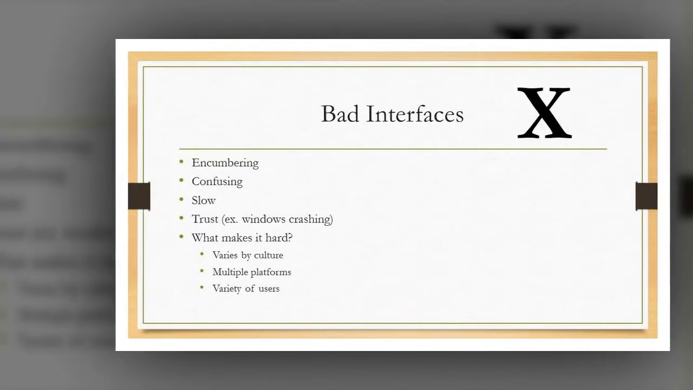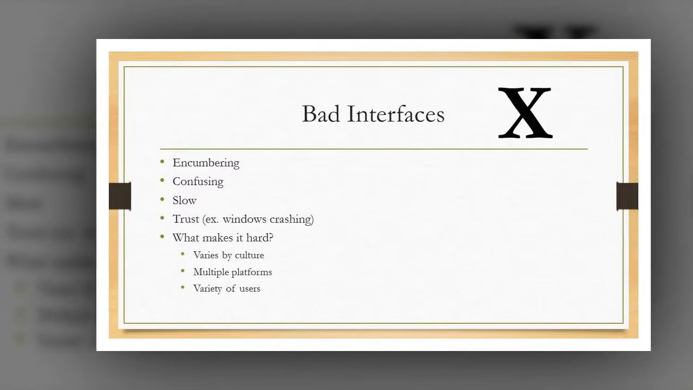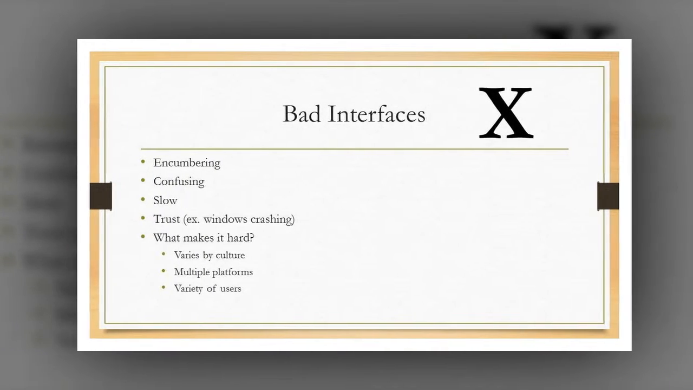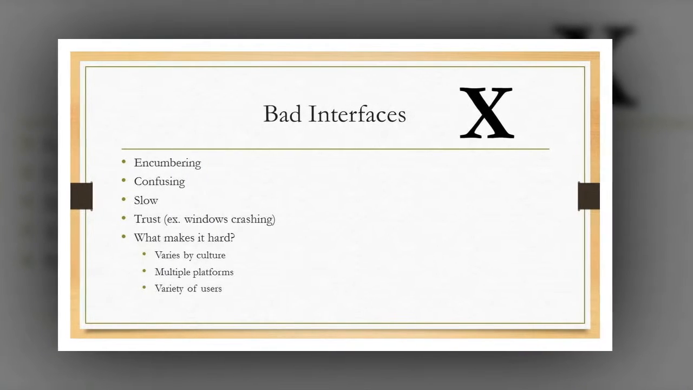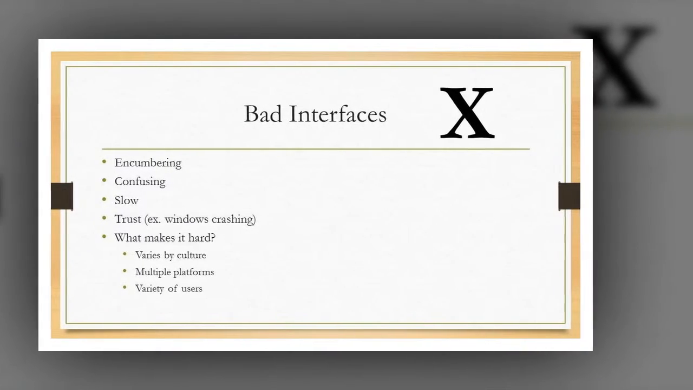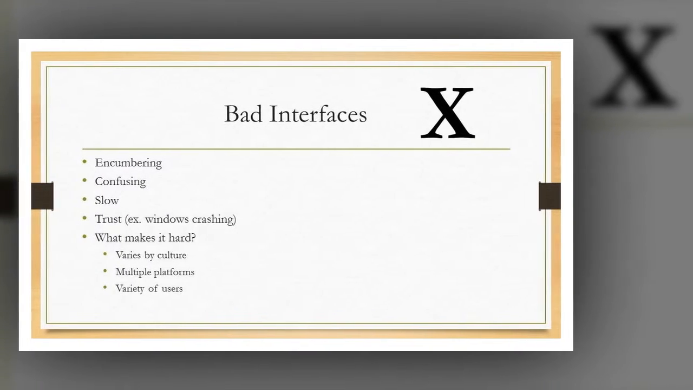Bad interfaces. Encumbering, confusing, slow, trust. For example, Windows crashing. What makes it hard? Varies by culture. Multiple platforms. Variety of users.